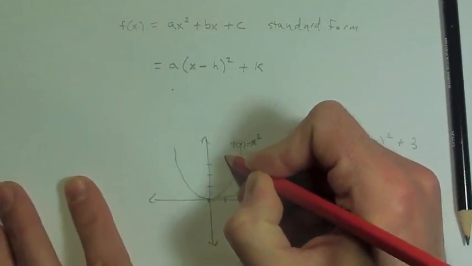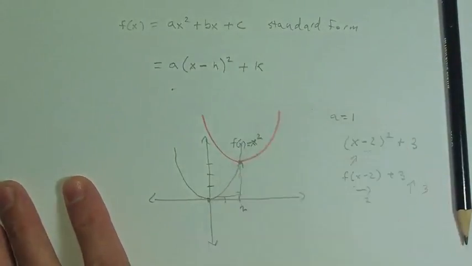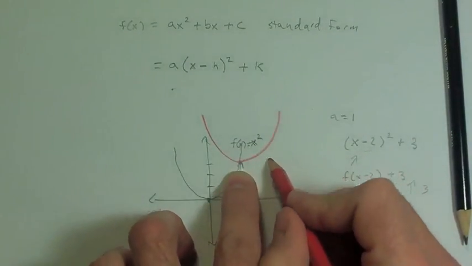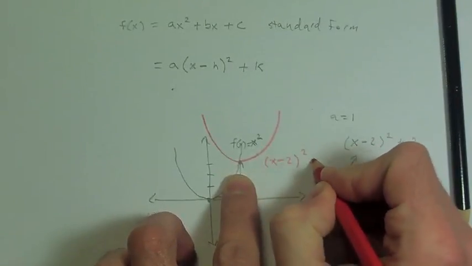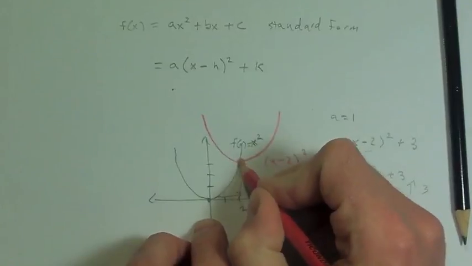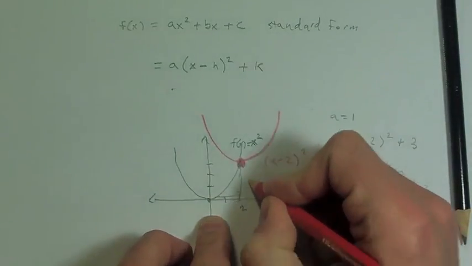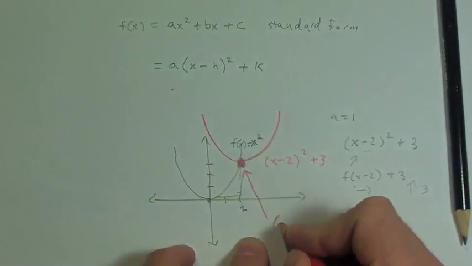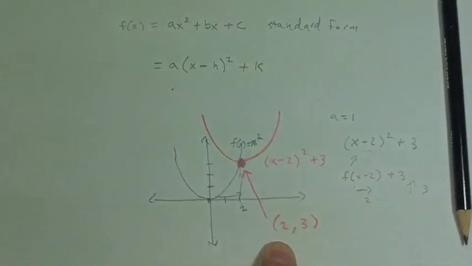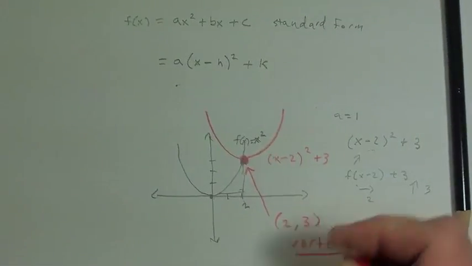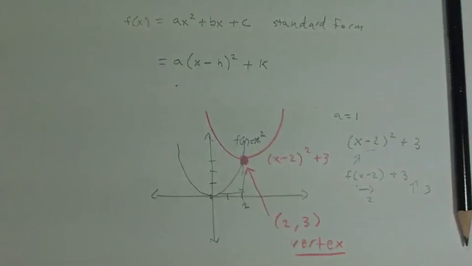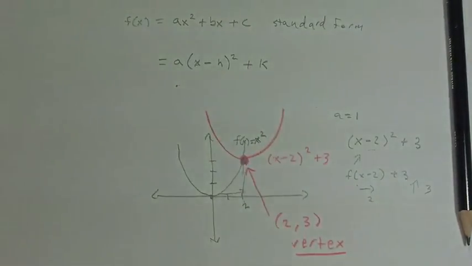So we will have this parabola here. The parabola in red is going to be x minus 2 squared plus 3. This point right here, where the parabola starts, is the point 2, 3. We call this point the vertex of a parabola. It's where the parabola begins. It's where the u opens.